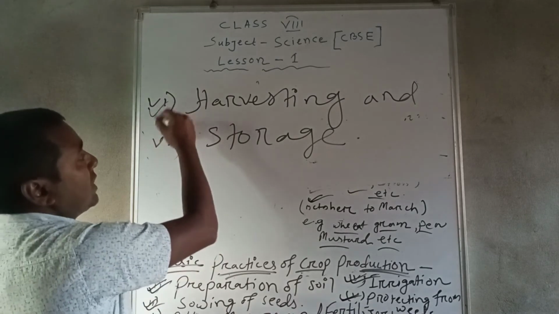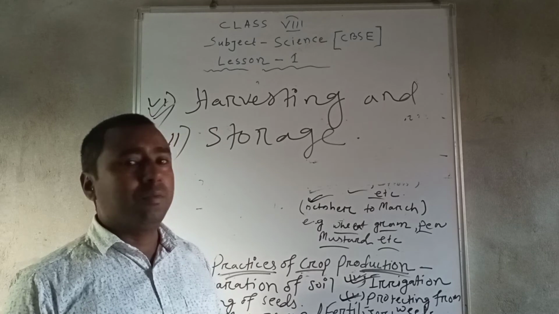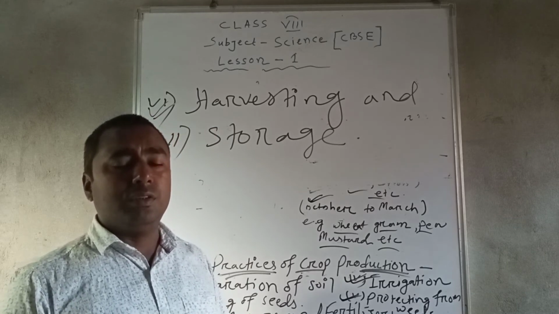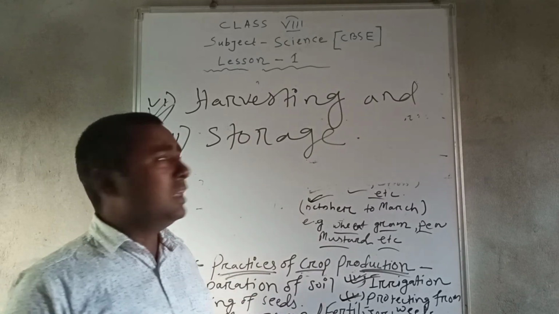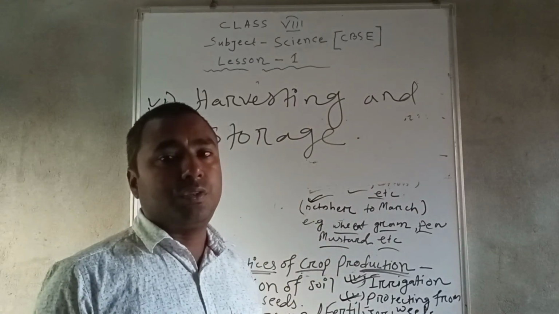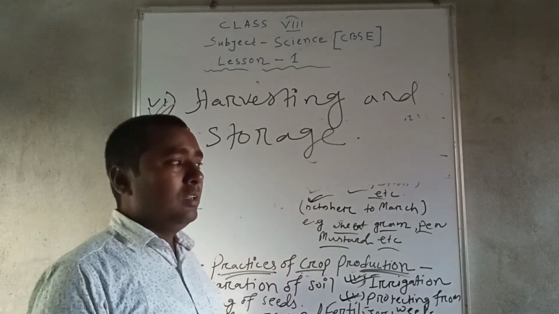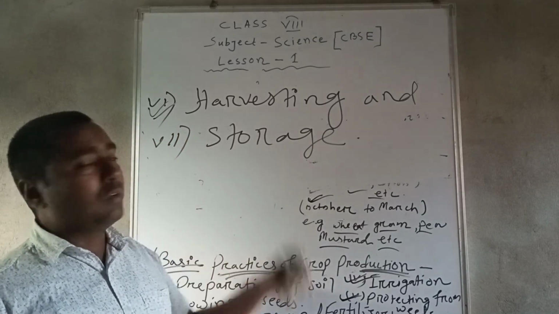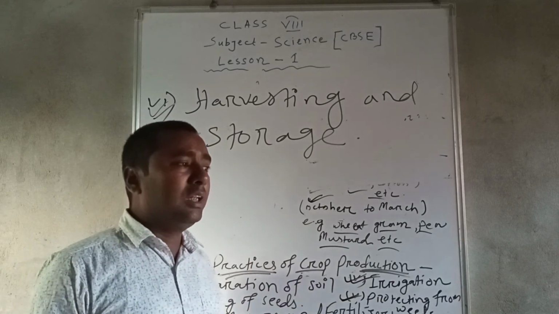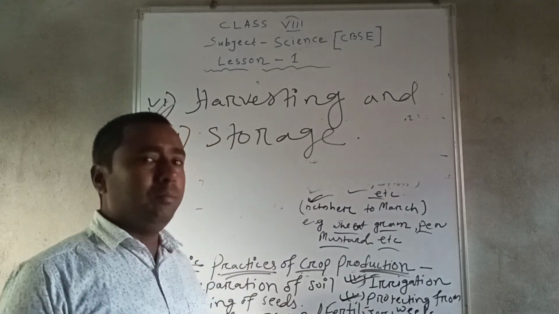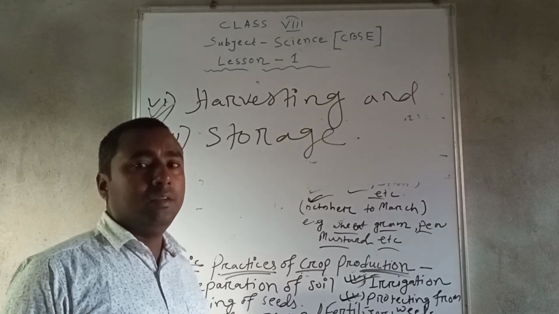Then the sixth one is harvesting. When the crop becomes mature, the farmer has to cut down the matured crop, and that is called harvesting. Simply, harvesting means cutting of crops. Next one is storage. When they bring the crop into the house, they store it for further use. And if they produce an excess amount of crop, they sell it in the market, and the remaining part which they need they store in their granary.